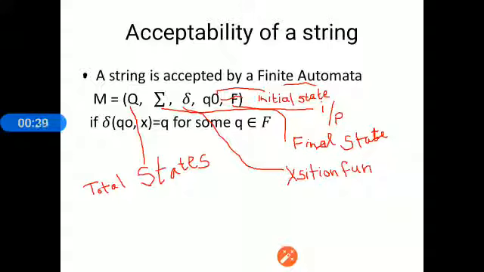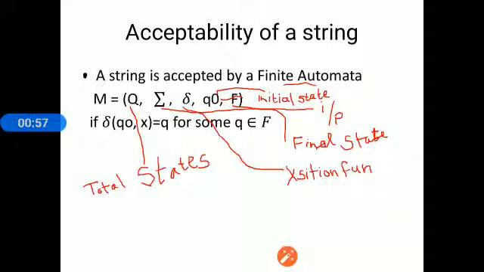The string is accepted if, by applying a particular state, at the last symbol or last character of the string, we reach the final state, then we can say that the string is accepted. If it is not reached to final state, then the string is not accepted.